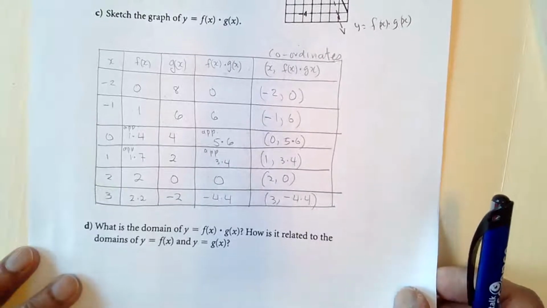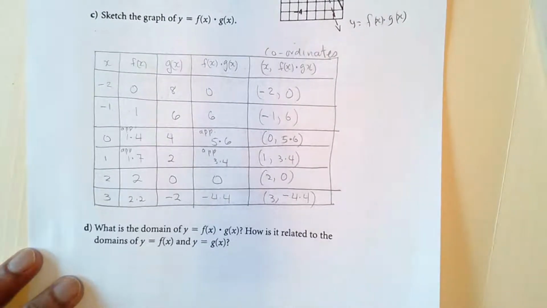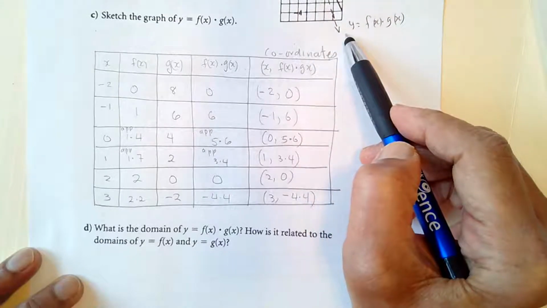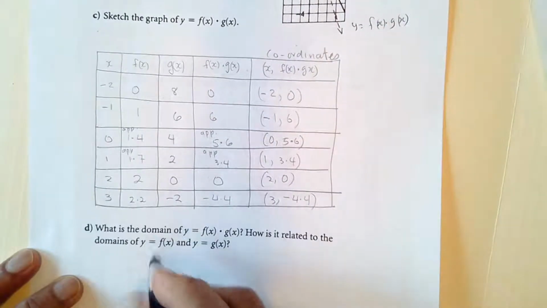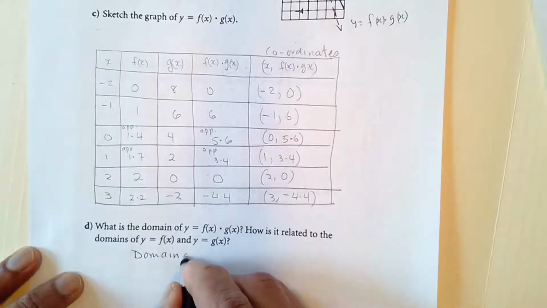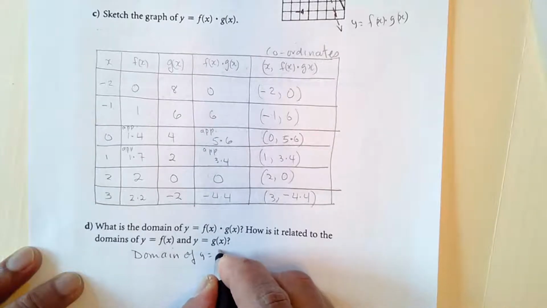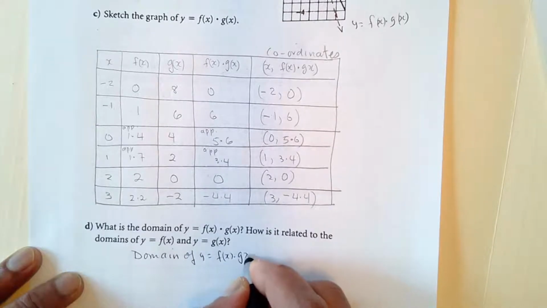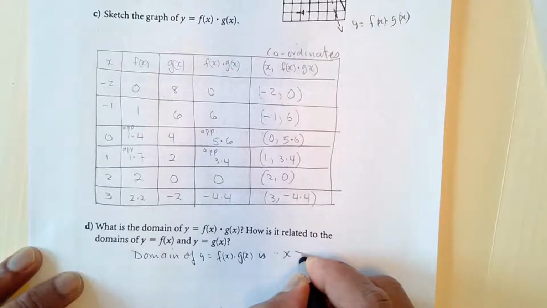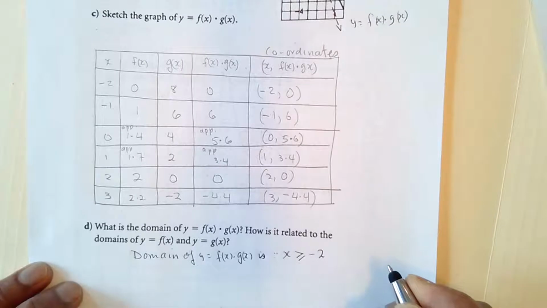Now the final part of this question, part D. So what is the domain of f of x times g of x? So for f of x times g of x, the domain is from -2 to infinity. So we can say that the domain of y equals f of x times g of x is x is greater than or equal to -2.